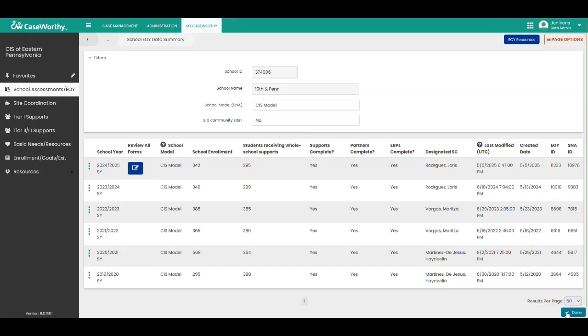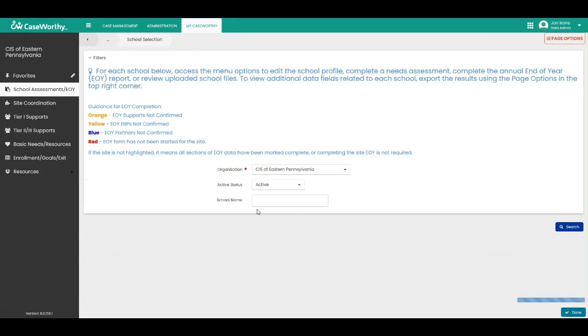So now when I confirm and click save, my EOY should show up white now because the workflow is complete and the supports, evidence-based programs, and providers are all confirmed.